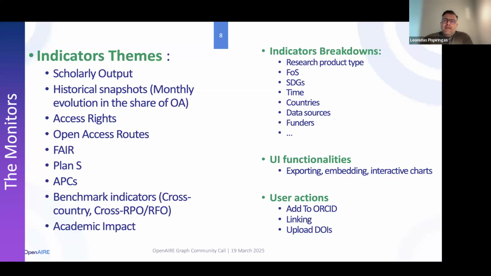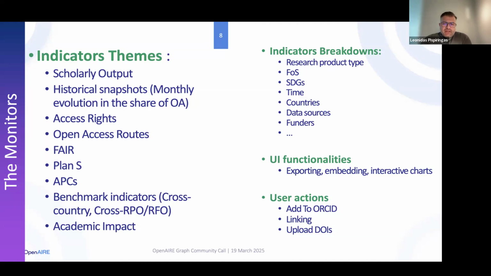All the indicators have breakdowns for research product types, fields of science, SDGs. They present trends. We have also breakdown by country, data sources, funders, and others. Also, we have specific user interface functionalities on exporting the metrics and embedding the charts, where you can embed the chart to another platform or another website via iframe functionality. And of course, all the charts are interactive and all the user interface functionalities have come from the OpenAIRE Monitor service, and also they have been enriched.